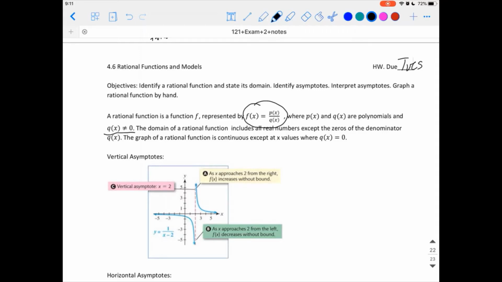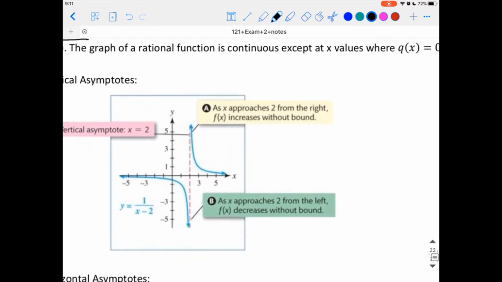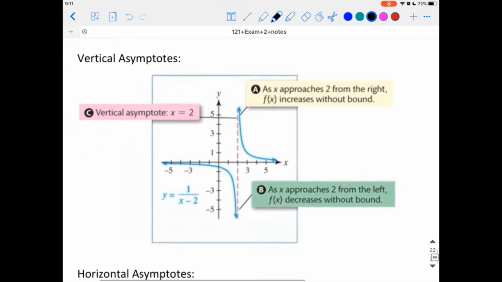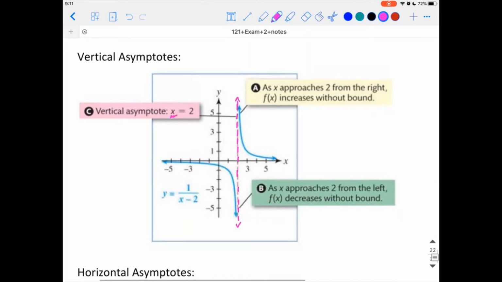The graph of a rational function is continuous except at x values where the denominator, which is q of x, is equal to 0. So, vertical asymptotes. Here we go. So we have this function here, and the vertical asymptote is this imaginary line not part of the graph. And since it's a vertical line, we know that it's going to be x equal to, and in this case, it is x is equal to 2.